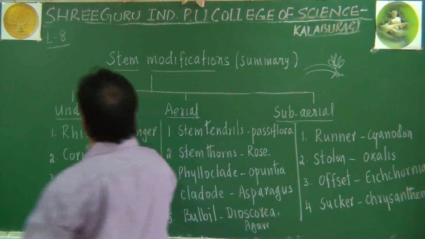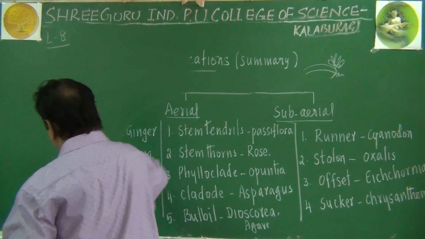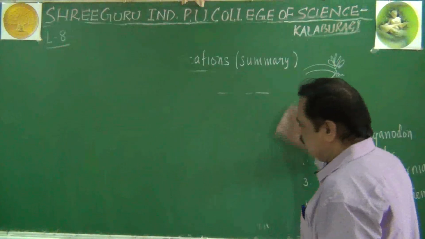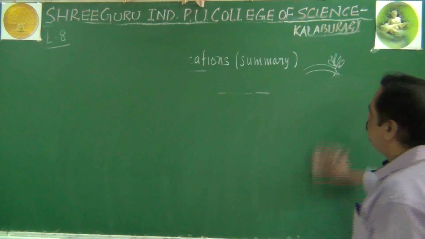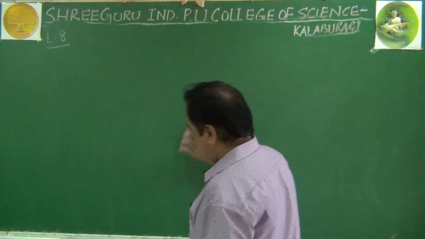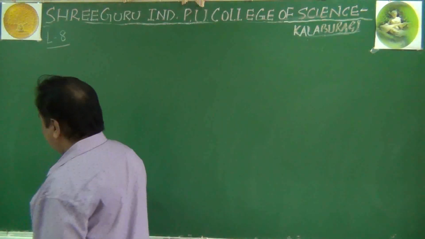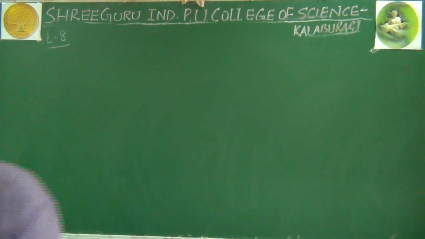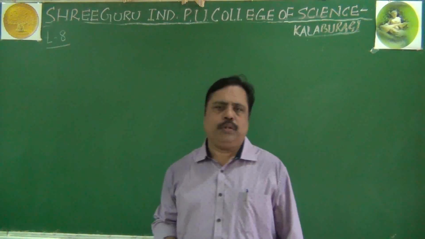Okay, students, we have completed 2 important organs in angiosperm. One is called the root system or root, another one is called the stem. In root, I told you about general characters. I told you about parts of a root system or root also. Even we have seen functions of root and modification of root.